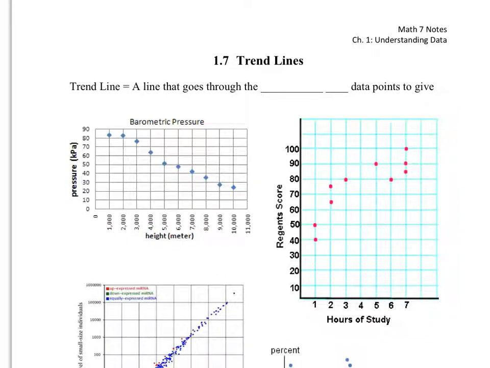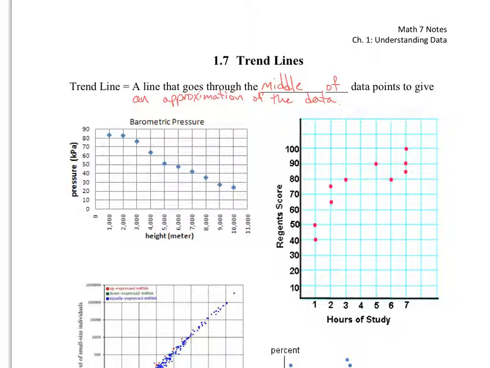Let's get started with 1.7 here, trend lines. I like trends. A trend line is a line that goes through the middle of data points to give, and you notice there's not a period there, so we got more to write, to give an approximate or approximation of the data.